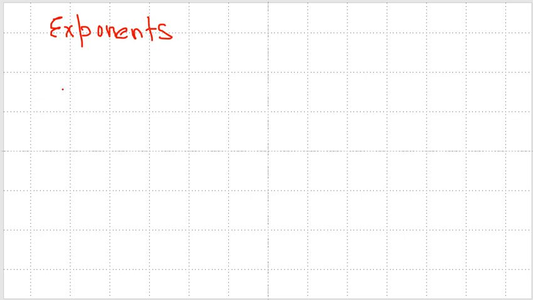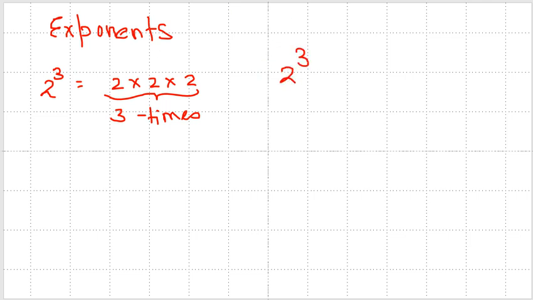So exponent simply means when I say something like 2 to the power 3, it means 2 times 2 times 2, and we do this process 3 times. So in this expression, 2 to the power 3, this is called the base. This is what you are multiplying by itself, and this is called the exponent, which is how many times you're multiplying.